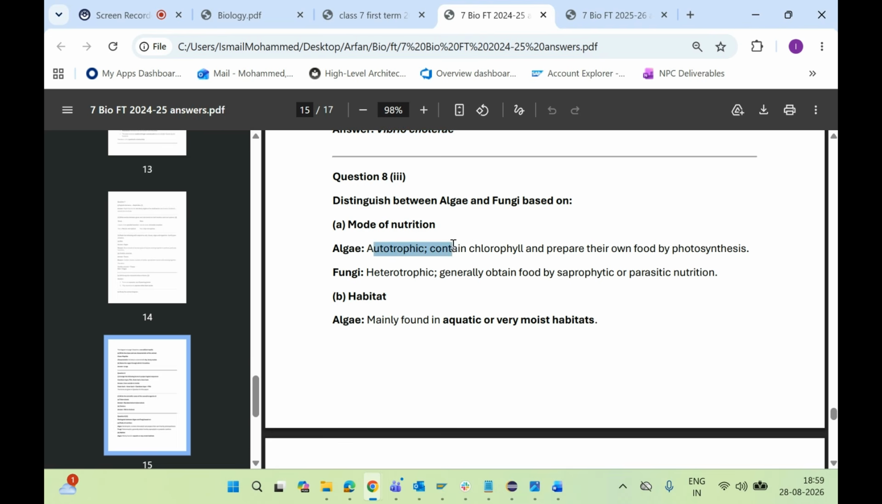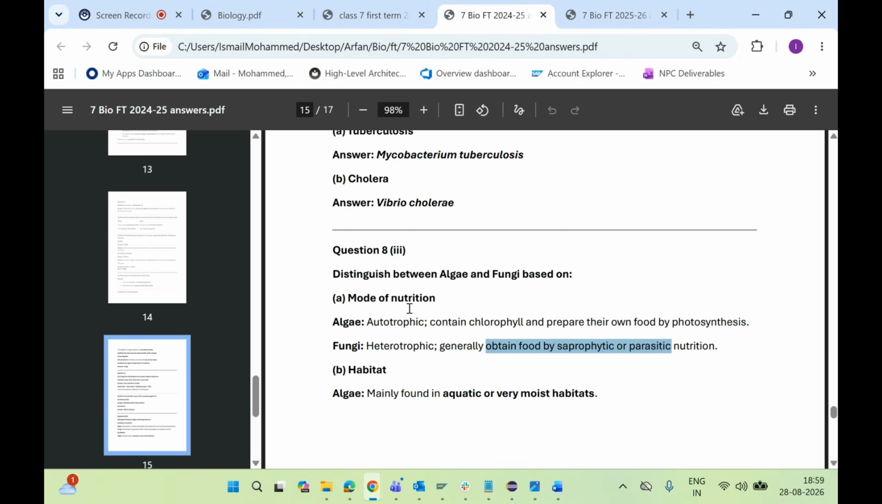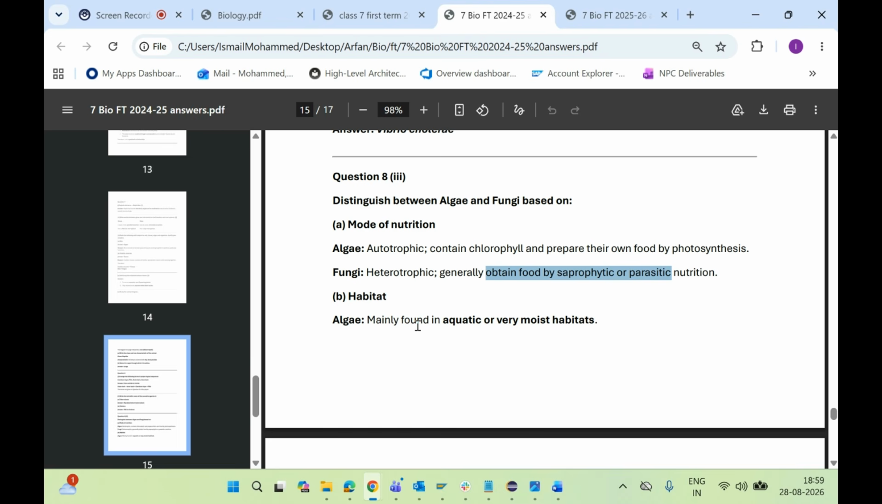Next one, distinguish between algae and fungi based on modes of nutrition. So algae are autotrophic, which means that they can prepare their own food, they contain chlorophyll, and they prepare their own food by photosynthesis. Fungi are heterotrophic and they obtain food by saprophytic or parasitic nutrition. That is the meaning of heterotrophic. So in terms of modes of nutrition only, you have to specify the differences.